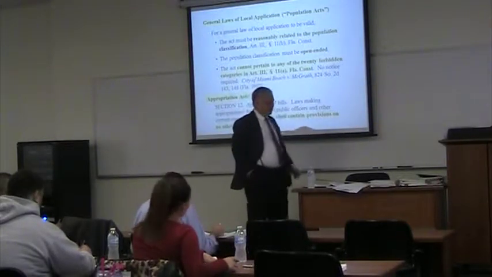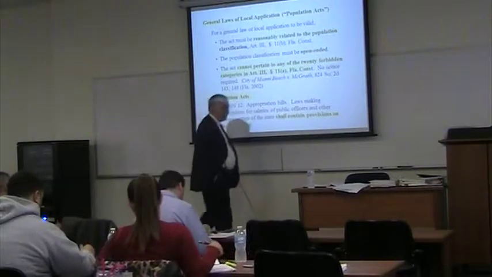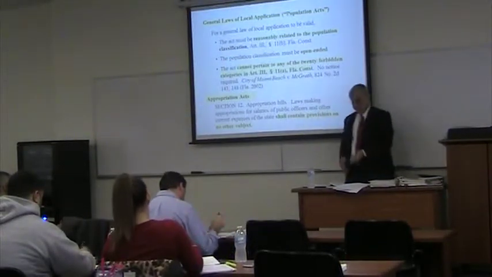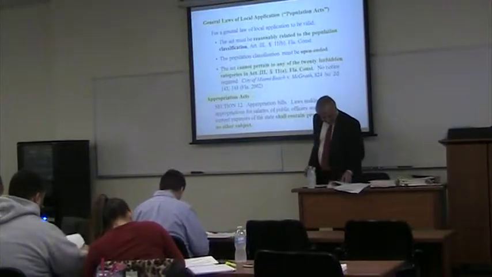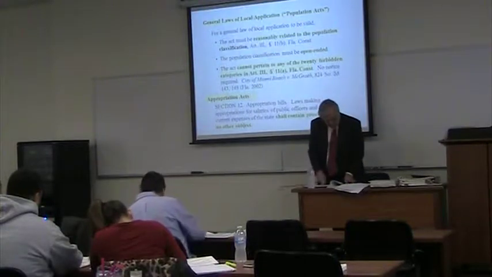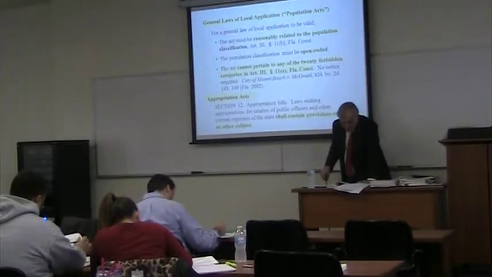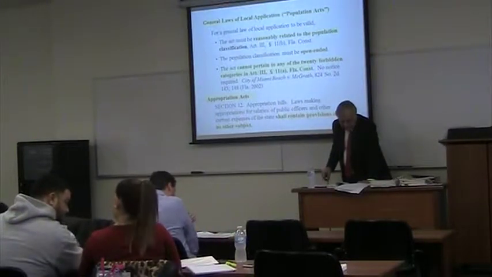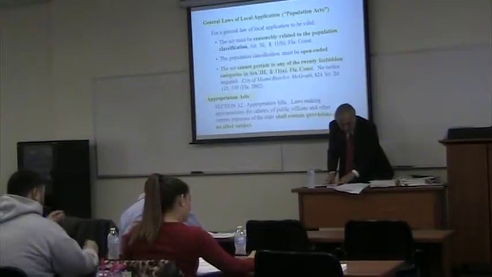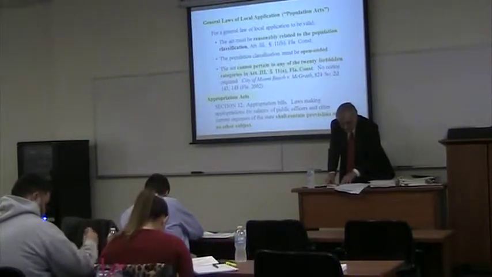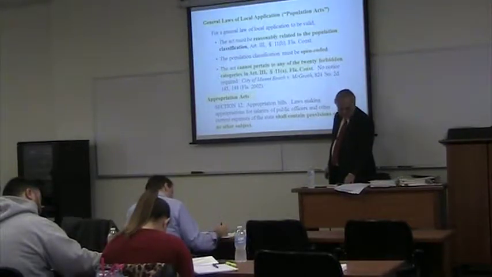What is the source of general laws of local application? First, they are in fact general laws. The source emanates from Article 3, Section 11(b). And Article 3, Section 11(b) says, in the enactment of general laws on other subjects, meaning other than the 20, political subdivisions of the state may be classified only on a basis reasonably related to the subject of the law. General laws of local application emanate from that subdivision hidden away in the Florida Constitution.